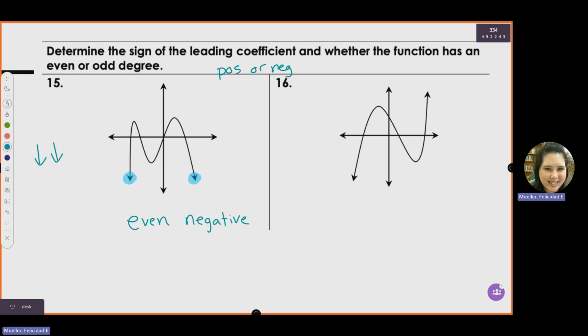So based on that, I want you to go ahead, pause the video, and try 16. All right, let's take a look here. So we have down to the left, up to the right. So that's down and then up. I can tell you that it is odd because opposite directions, and that it is positive. So it's an odd positive function.